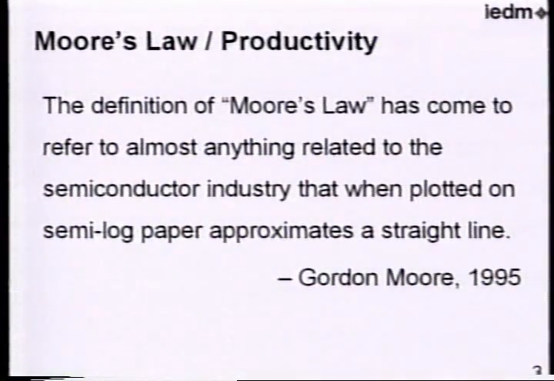We've heard a little bit about Moore's Law already, but even Gordon Moore said in 1995 that the definition of Moore's Law has come to refer to almost anything related to the semiconductor industry that when plotted on semi-log paper approximates a straight line. So not only do we look at fabs, we looked a while ago, the growth of fabs is exponential in cost. You can just look at all the various problems and issues in this industry when plotted and trying to stay on something, it plots linearly on semi-log paper.